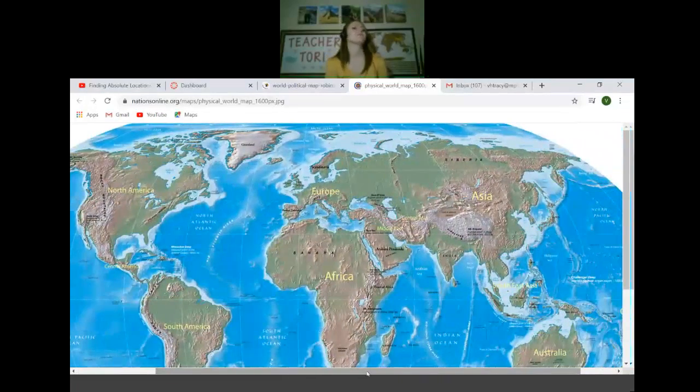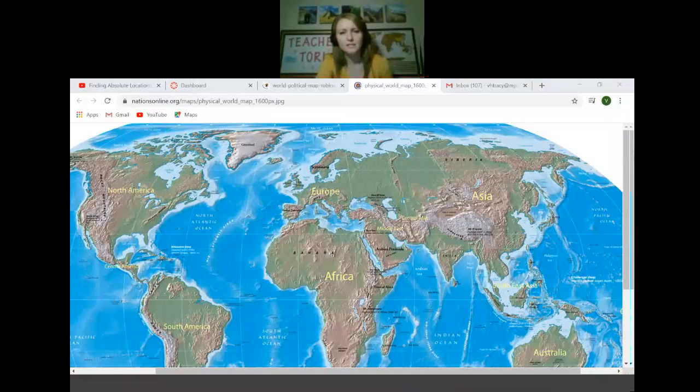Anyway, this is a physical map, and a physical map shows geographical landforms. So we're talking mountains, rivers, oceans. It even shows the mountains in the oceans, because yes, there are mountains in the ocean, believe it or not, which is kind of cool. So a physical map shows these things. It shows all the different types of landforms.